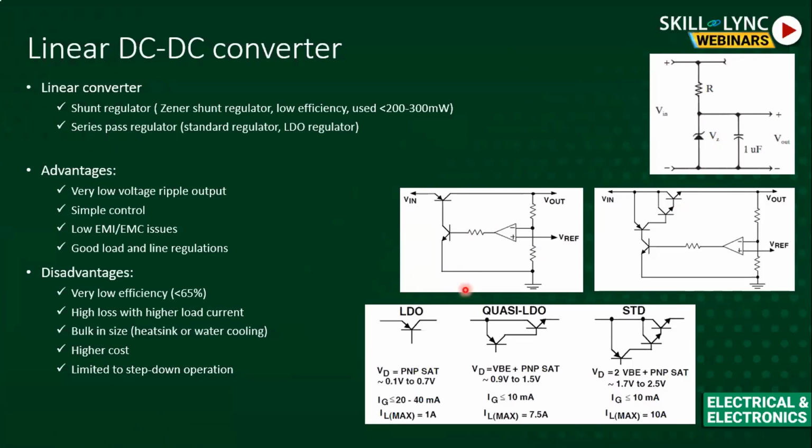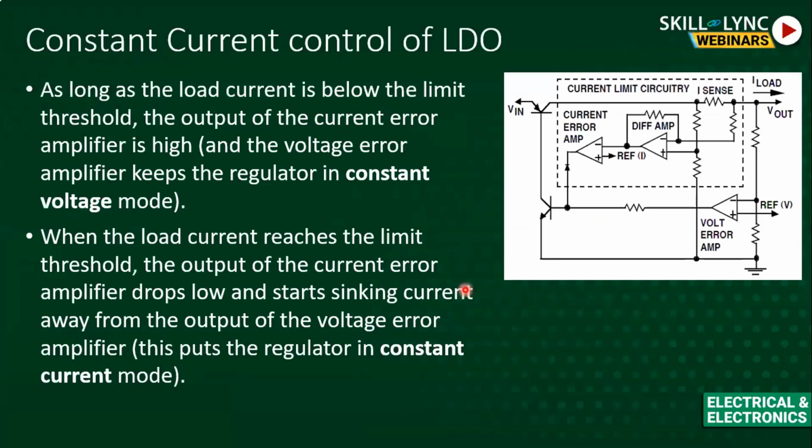Next is how to control a constant current, because in the previous slide I showed the voltage control, how the reference is set and how it is controlling this device to have a constant output voltage. But it is also possible to have a constant current control, where one resistance will be sensed using this error amplifier, where the reference will be set.